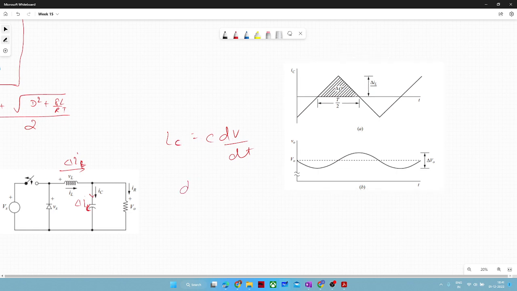Now dV by dt is nothing but IC by C. The more capacitance you have, the smaller dV by dt you will have, and hence this ripple will get reduced. So this depends on your capacitor, but not the inductor ripple. This is voltage ripple, not current ripple. And indirectly, that voltage ripple is induced from the current ripple that is induced in your inductor. Are you getting confused? Should I clarify it once more?